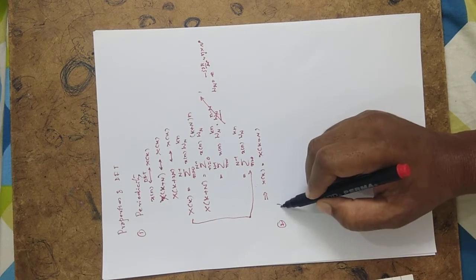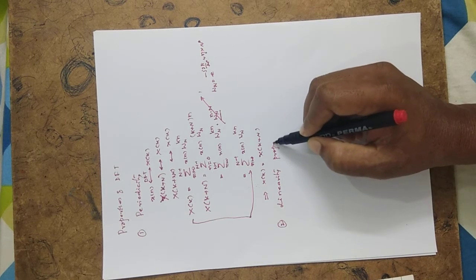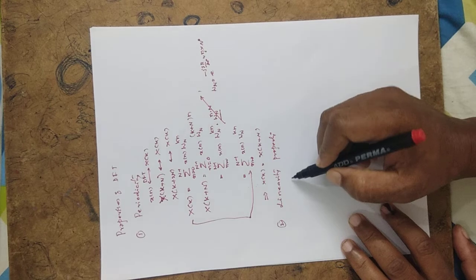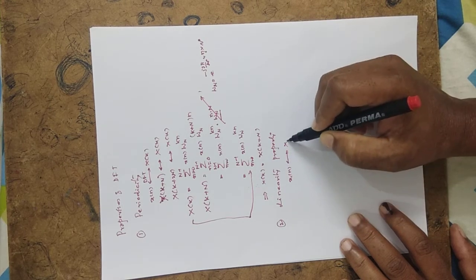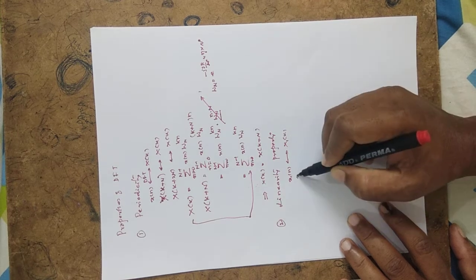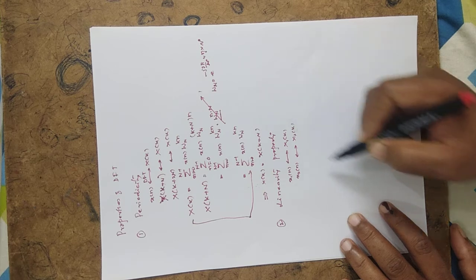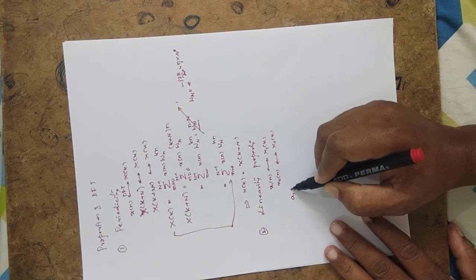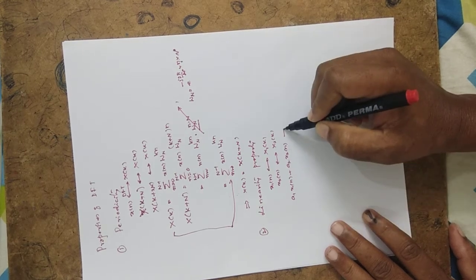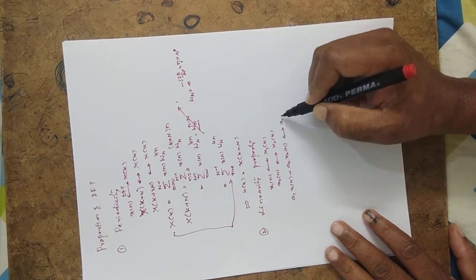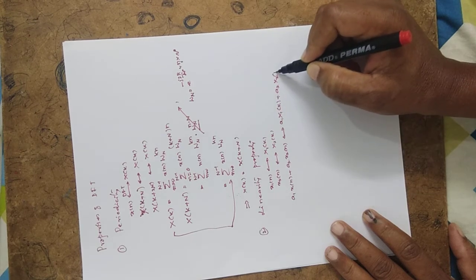Second one is the linearity property. If x1 of n makes a DFT pair with X1 of k and x2 of n makes a DFT pair with X2 of k, then a1 x1 n plus a2 x2 n, you have to prove that this is equal to a1 capital X1 of k plus a2 capital X2 of k.